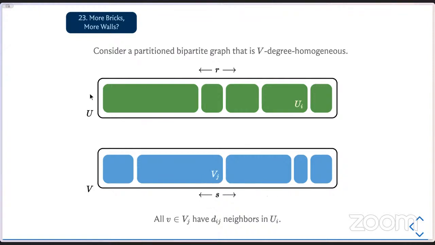Now I'm saying this in general terms just to match the presentation in the miniature. Let's say you have a bipartite graph with parts U and V. U has been partitioned into some R parts and V has been partitioned into some S parts. We say that this is V degree homogeneous if you fix any Vj you like, and all the vertices in Vj have the same degree into any of the parts on the top. So fix a Ui on top, all the vertices in Vj have the same degree into Ui, and that common degree we are going to call Dij.